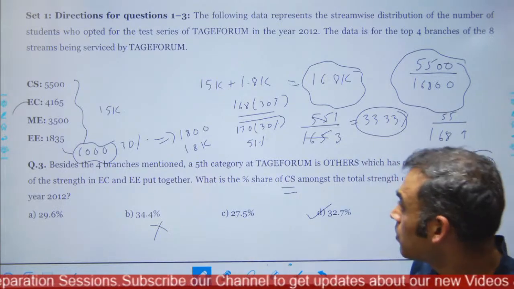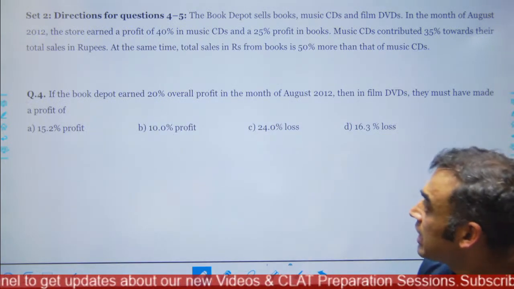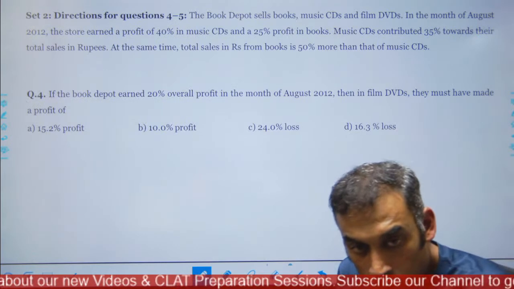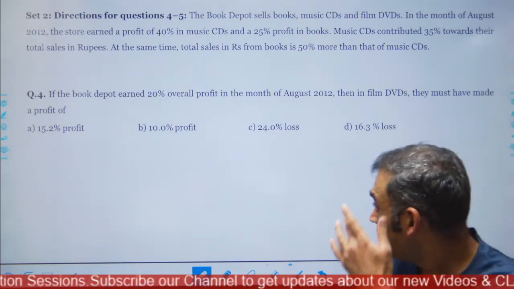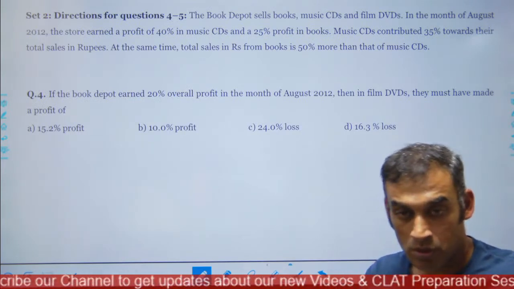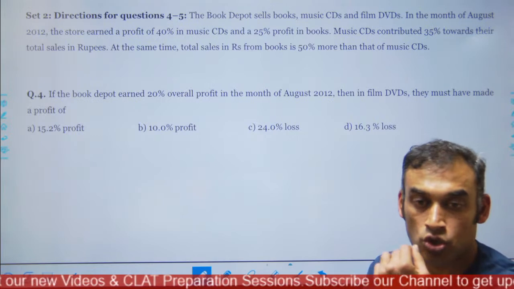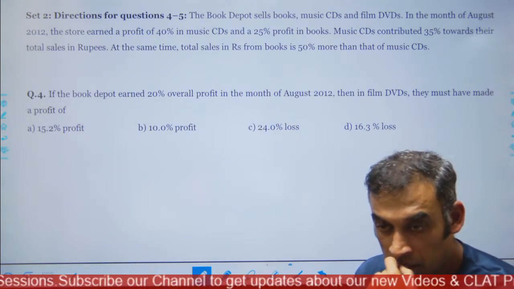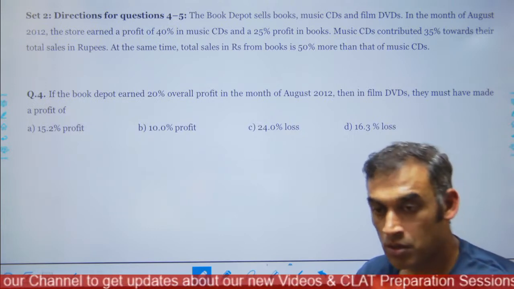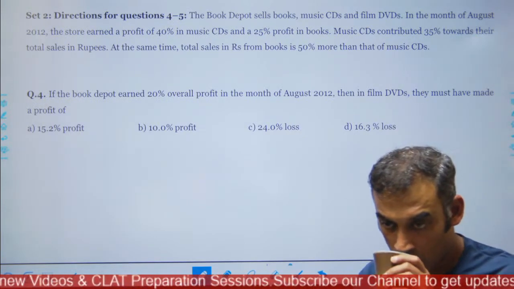Okay. Now let's come to the next set. Now this is using profit and loss. Right? Please solve this question now. I'll give you a couple of minutes. Just start using your thought process and solve this question. Is it clear now? So we are done with the first set. I hope you guys are clear with it.